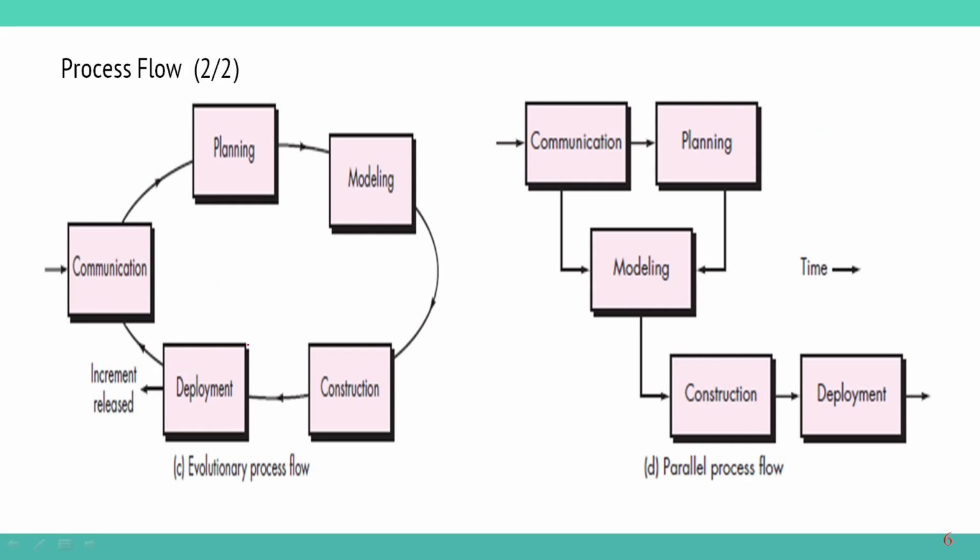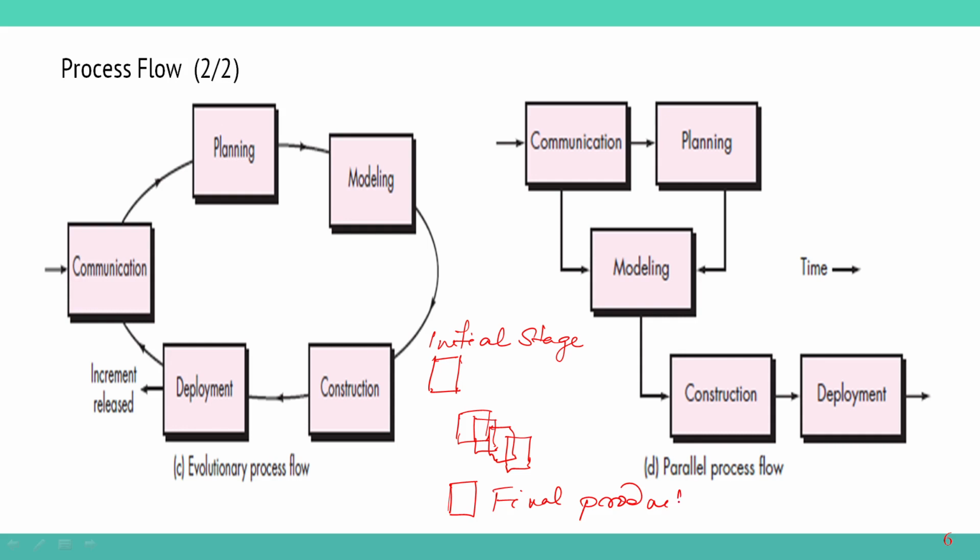Then we will have the evolutionary process. Evolutionary process means you will have an initial stage. Then you will have different intermediary or intermediate stages. So many intermediate stages will be there. Once all these intermediate stages complete, you will get into a final stage or final product. So this is called evolutionary process.